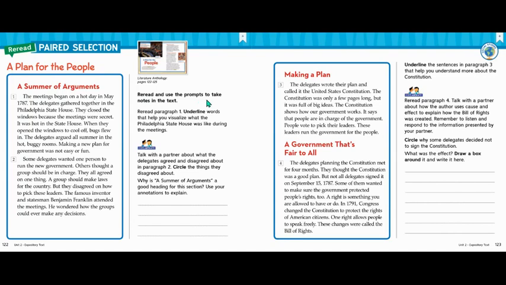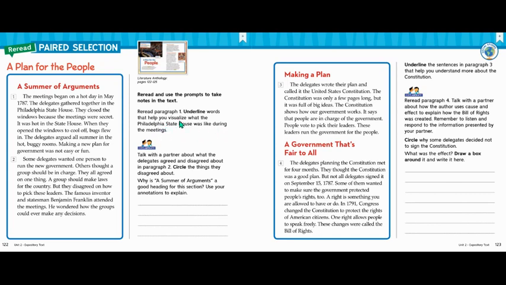Reread and use the prompts to take notes in the text. So that's what we're going to do. We're going to read each of these questions and annotate in the text and take notes. The first question says, reread paragraph 1. Underline words that help you visualize what the Philadelphia State House was like during the meeting.